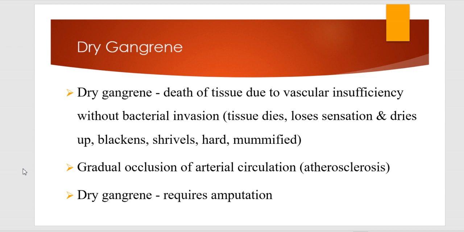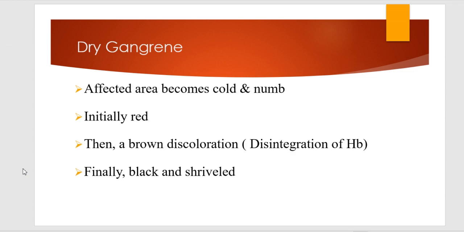Right? So one important word is gradual occlusion of arterial circulation. Gradual occlusion. And what are the findings? The affected area becomes cold and numb. Initially the color is red. Just remember the 5 signs of gangrene. Clinical features STP, color change, right? So here is the color change in dry gangrene. Initially it is red, then brown discoloration, and finally black and shriveled. There is disintegration of hemoglobin responsible for the color change.